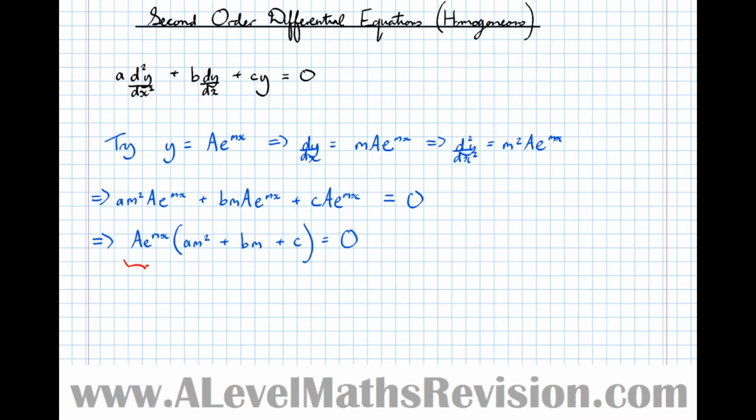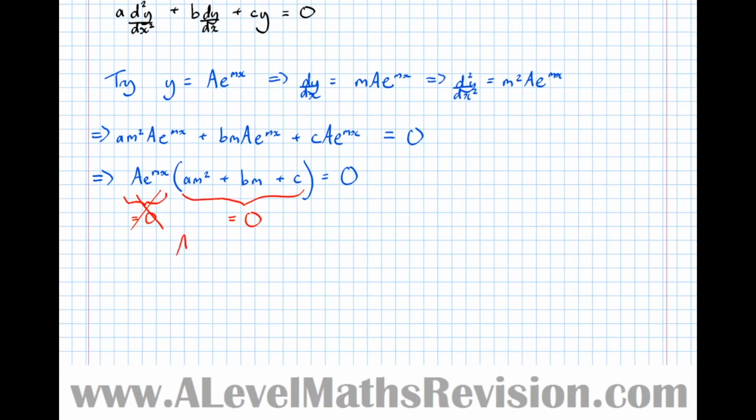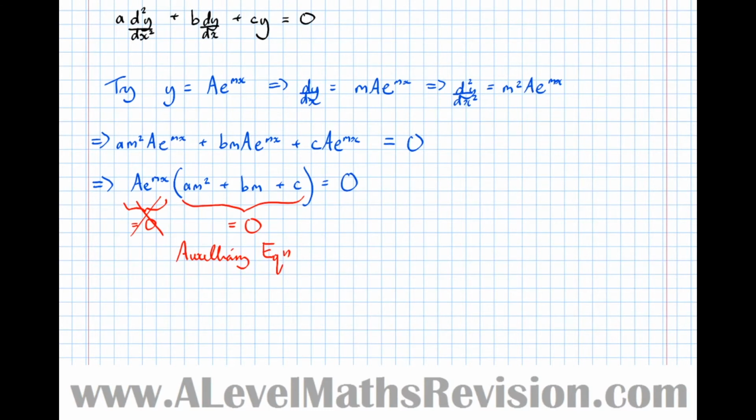So we can either have this equal to 0, which can't happen because we know the function e to the mx is asymptotically 0 and the constant a, unless it's 0, won't let that happen. Or when this equals 0. And this interesting equation here, when we're talking about second order differential equations, is called the auxiliary equation, and you need to learn that terminology. So solutions to this equation are of this form when m is such that it solves this auxiliary equation here.